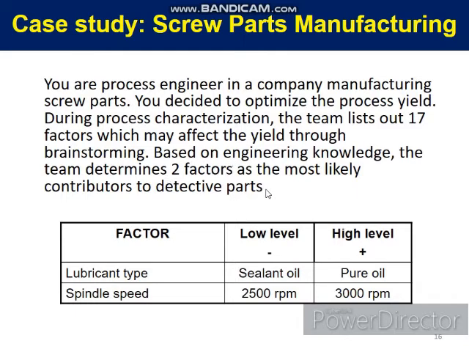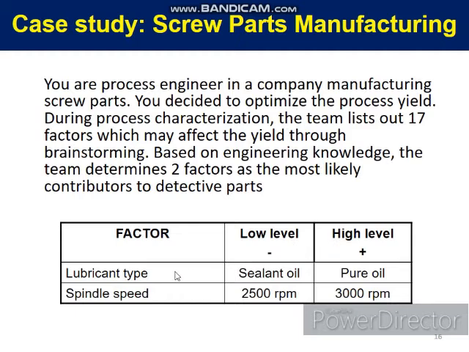So they're going to evaluate only two factors out of 17 factors coming up from the brainstorming session. And these factors are lubricant type and spindle speed. So you have two factors, right? And each factor, they're going to evaluate it at two different levels.